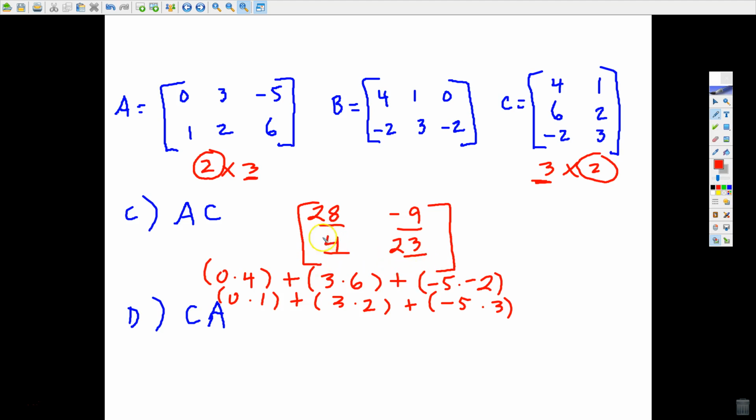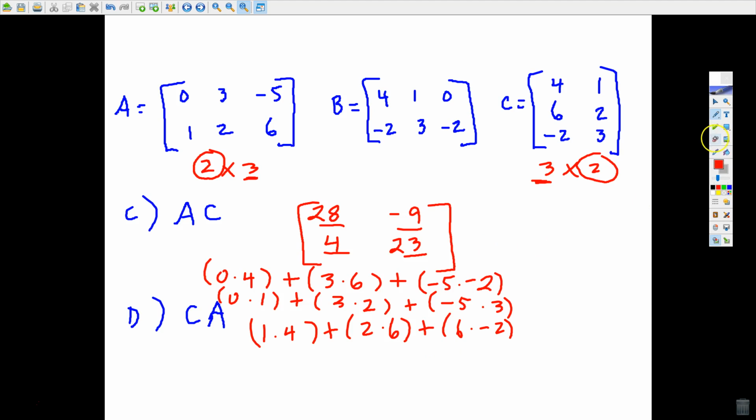All right, let's take a look at the 4. It's in position row 2, column 1, so I'm going to use row 2 times column 1 and just match up the elements. 1 times 4 plus 2 times 6 plus 6 times negative 2. Okay, any questions on matrix multiplication?